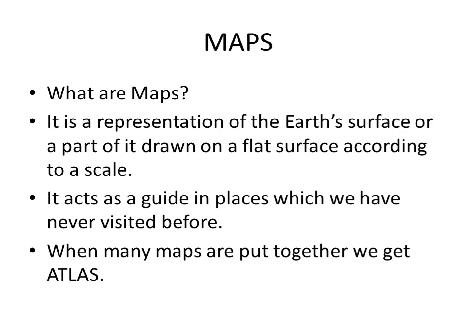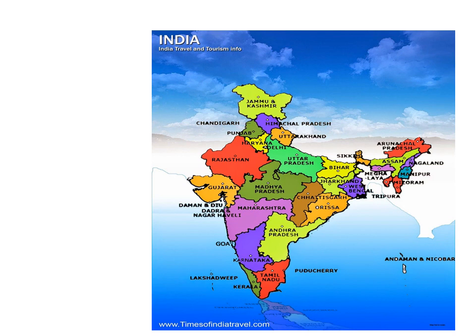What are maps? A map is a representation of the Earth's surface or a part of it drawn on a flat surface according to a scale. It acts as a guide in places which we have never visited before. When maps are put together, we get an atlas. Children, for your better understanding, I have shown you the picture of an India map.